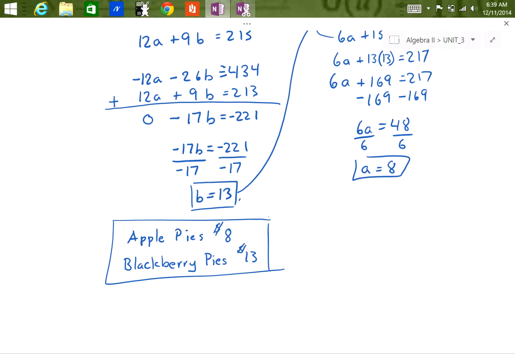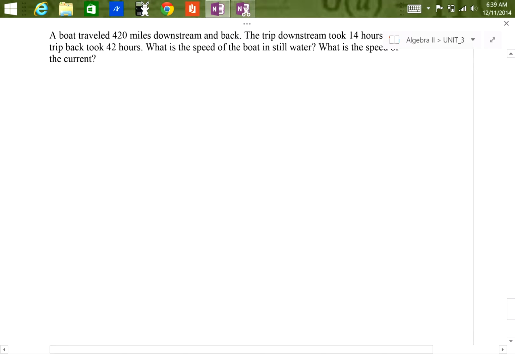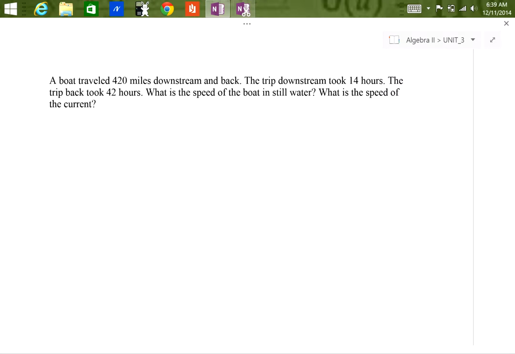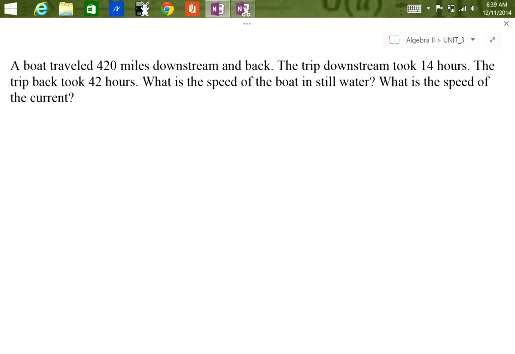So there's the first example that we want to take a look at. We do want to take a look at one more example together. It is set up a little bit differently, and it'll take a different governing equation to be able to solve for it. So let's go ahead and take a look at it. Here's what we have.